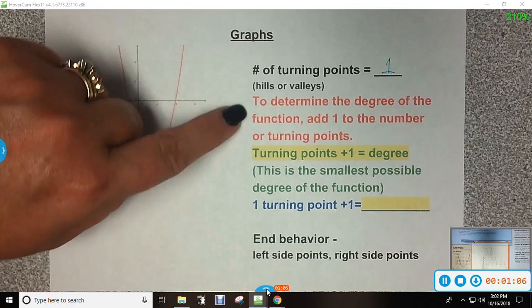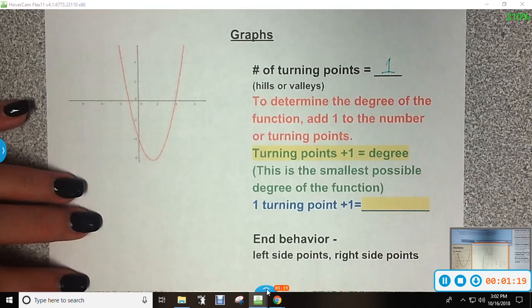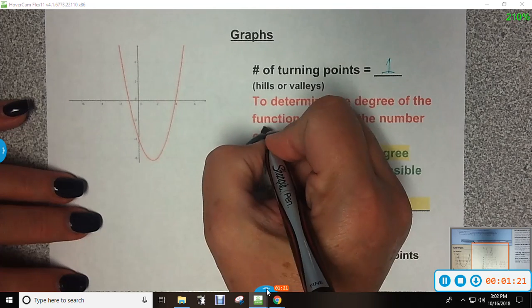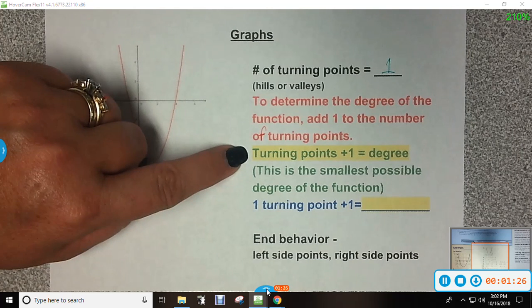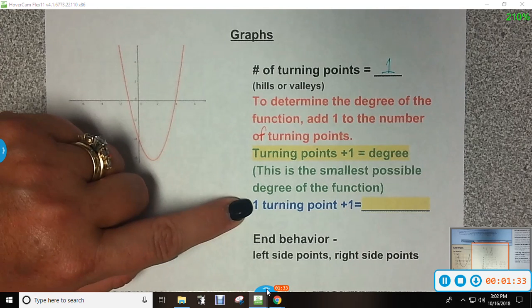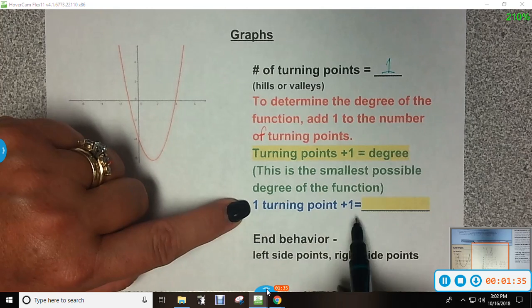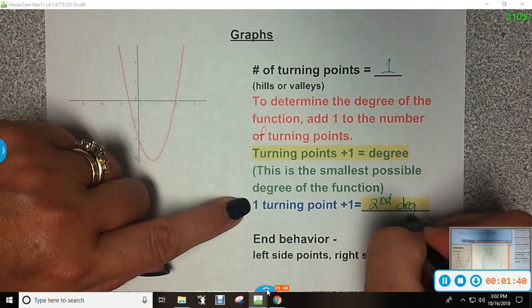And now this part right here in the middle, in the red and the highlighted part, that just tells you what we're going to do. It says to determine the degree of the function, add 1 to the number of turning points. That shouldn't be "or", it should be "of turning points". Okay, so here in the highlighted part, that's just kind of like a little formula. It says turning points plus 1 equals the degree. So if I skip down to here, and I take my one turning point plus 1, I get 2, which makes it a second degree.